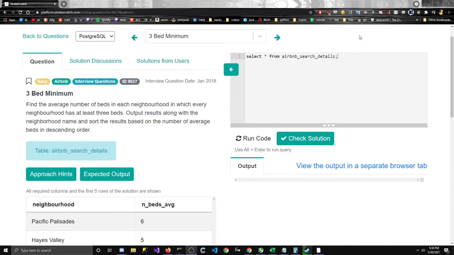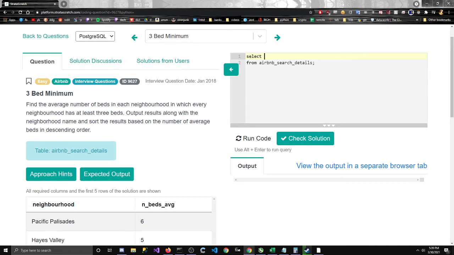Okay, so for this problem, I was doing it earlier, and let's actually do this real quick. I kind of talk about what technically I got right, but it's not really accepting it because there's a slight difference. It's correct, but it's not exactly what the expected output is. So find the average number of beds.